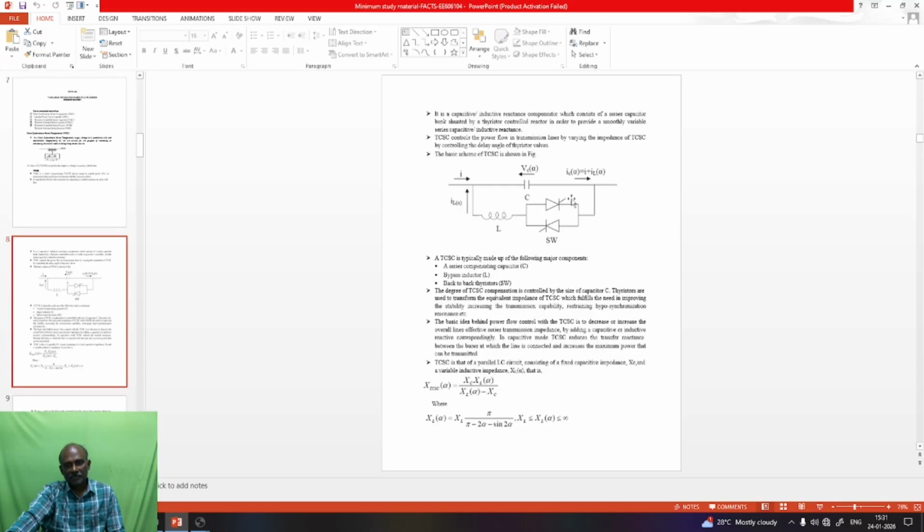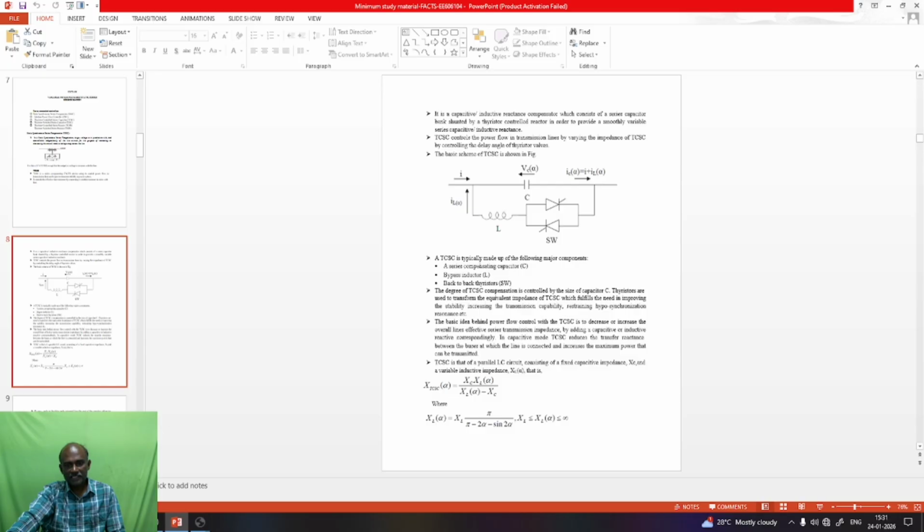So the schematic diagram of TCSC, thyristor controlled series capacitor. It is the capacitor connected in series with the system. We also have an inductive reactance in series with anti-parallel connected thyristors, which are switching devices using which we can control the voltage on the system.